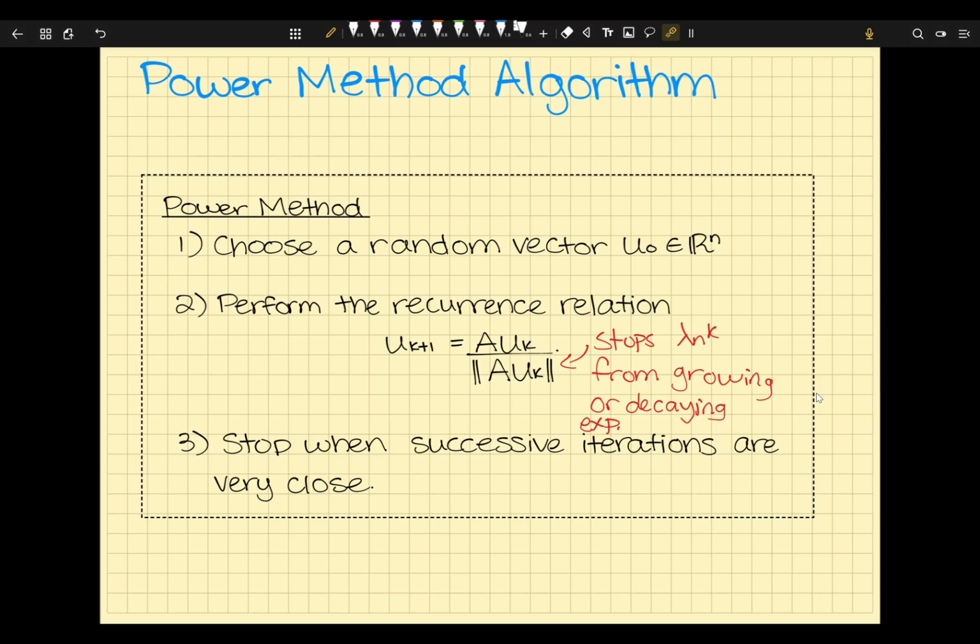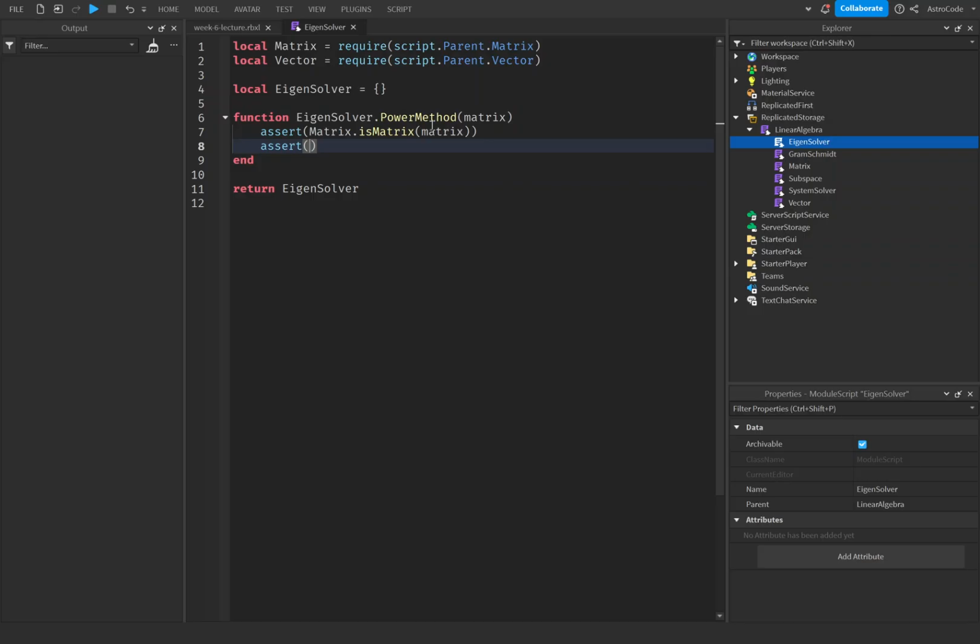So today we're working on this eigensolver module. We're going to work on our power method. The very first thing we should do is assert that our matrix is indeed a matrix, and also assert that it's a square matrix. Then the next thing we do is start with some random vector that's going to be our guess for the eigenvector, and then we iterate on this guess.